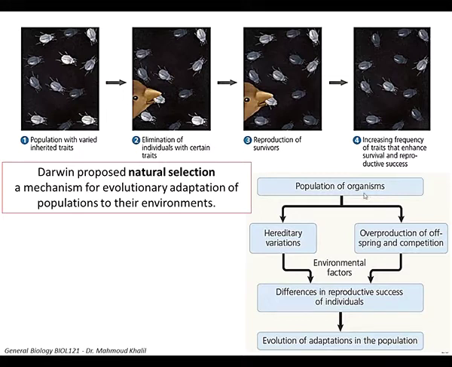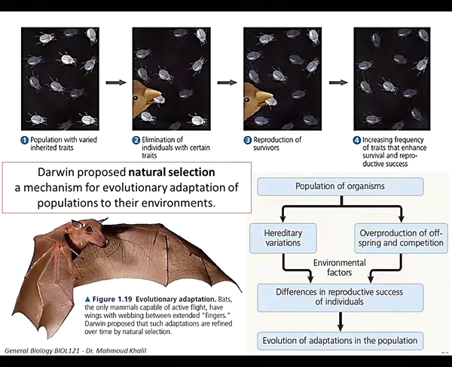So you can see a population of organisms combines healthy variation that it got from parents and the production of offspring. So a lot of offspring are produced. Due to the environmental factor, in this example the predation by the bird, this leads to a difference in reproductive success, because the ones which are dark covered will survive, leading to their adaptation and survival in the population. A good example as well of that is the evolutionary adaptation of the bat.